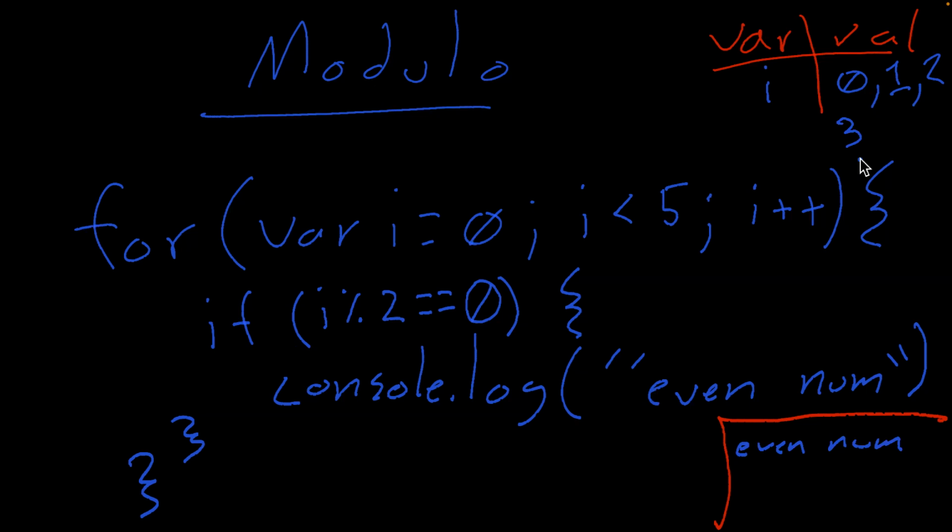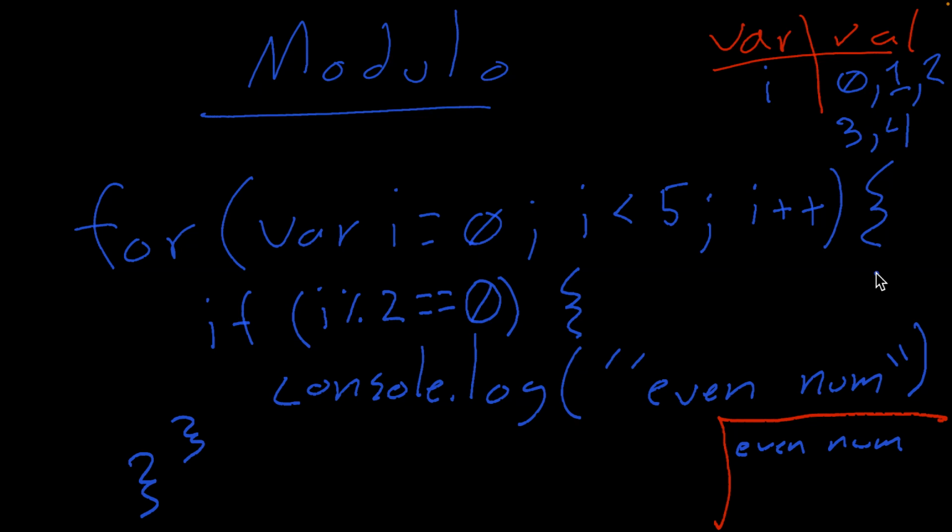Now, I is 3. So is 3 less than 5? Yes. We go into the if statement. Is 3 modulo 2 equal to 0? No. 3 modulo 2 is equal to what? 1. So this is not a true statement, and then we go ahead and move along. So then we increase I again. Here we are at 4.